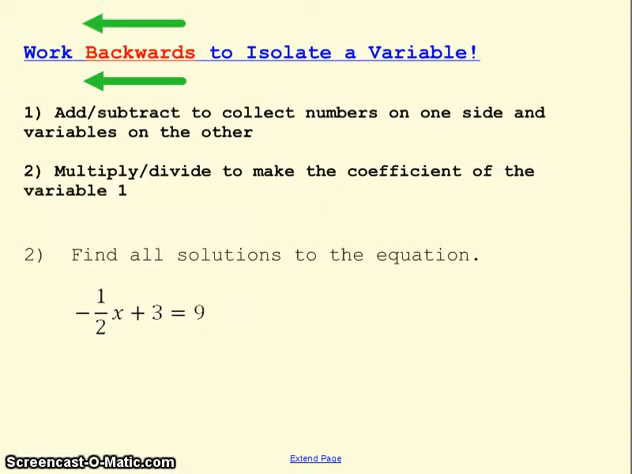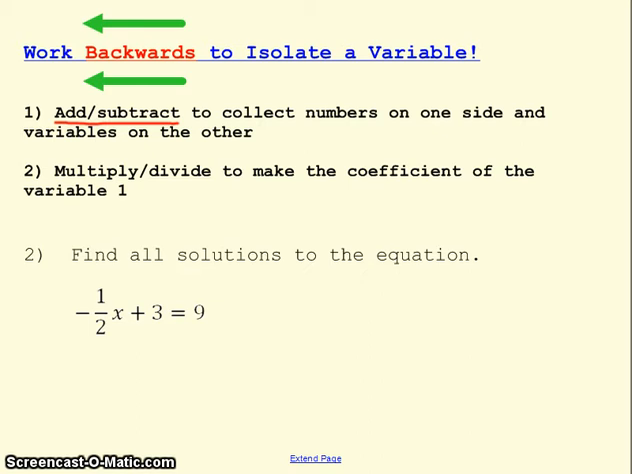So our rule in multi-step equations is always going to be work backwards. The first thing you're going to want to do is do addition and subtraction. And your goal should be to get all the numbers on one side of the equation, so the constants, and all of the variables on the other.